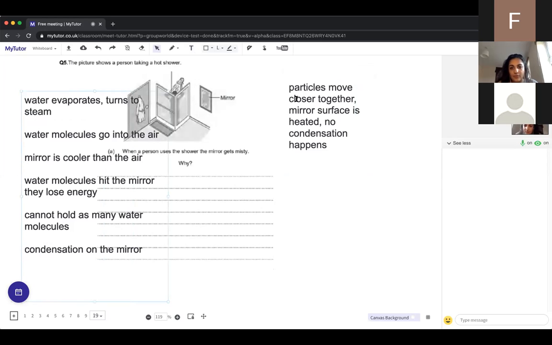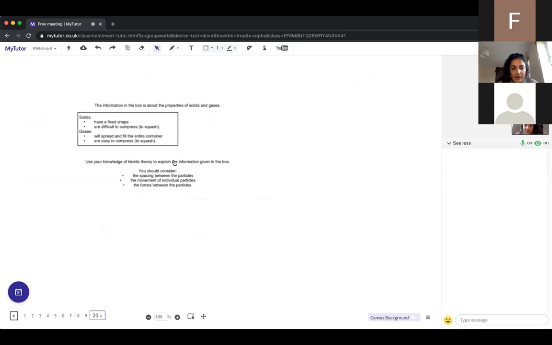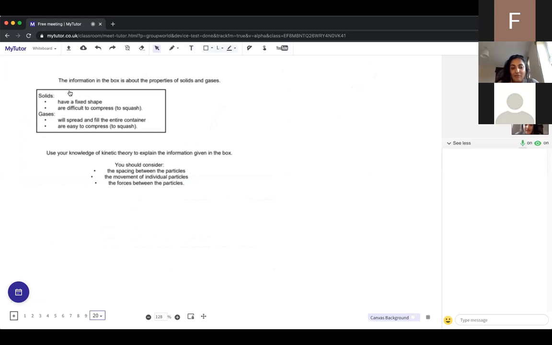Okay, so we'll just go through one last question, I think, before we end. This is a good one to talk about. So, solids have a fixed shape and are difficult to compress. Gases will spread and fill the entire container and are easy to compress. Use your knowledge of the kinetic theory of matter to explain why this is the case. You should consider the spacing between the particles, the movement of individual particles, and the forces between the particles.